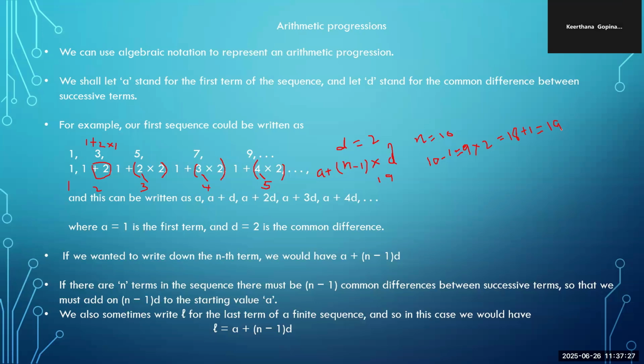A is the first term. 30th term is 58? 59. 29 into 2 is 58 plus 1 is 59. Exactly. Correct. Find the 45th term.